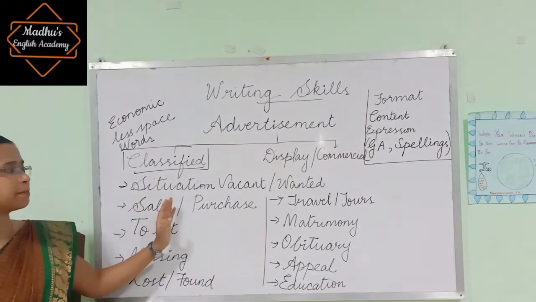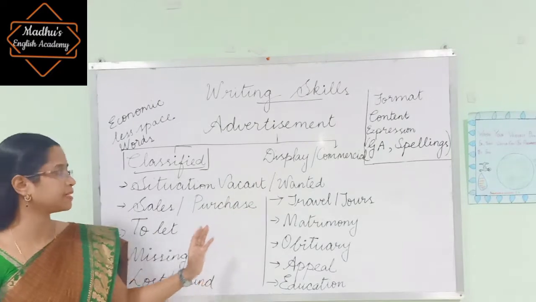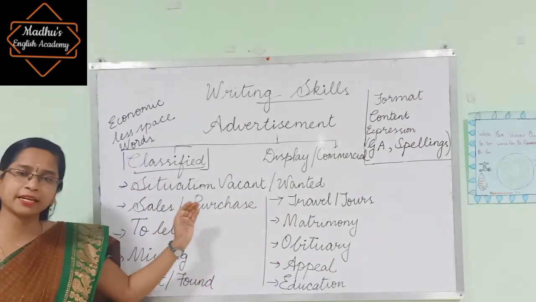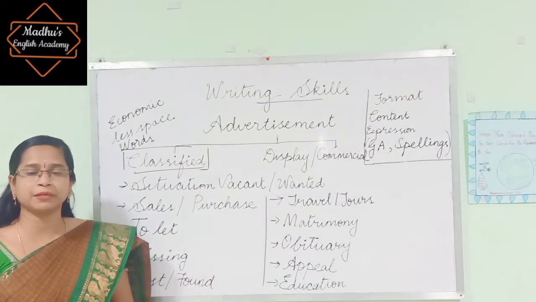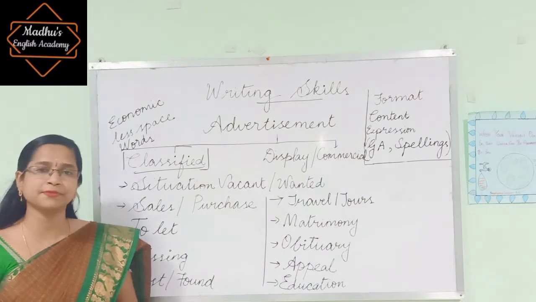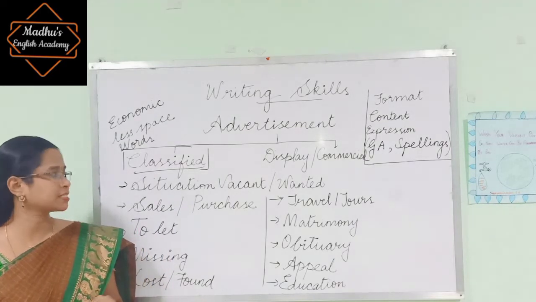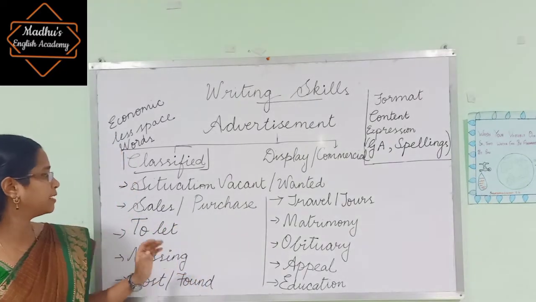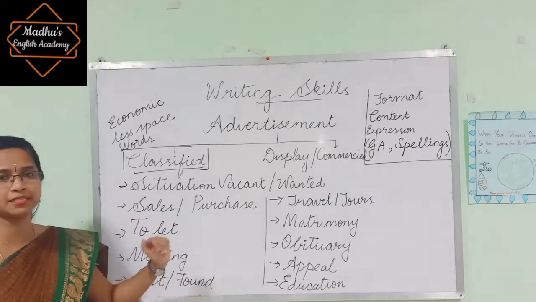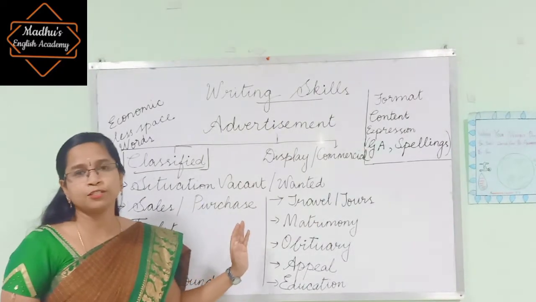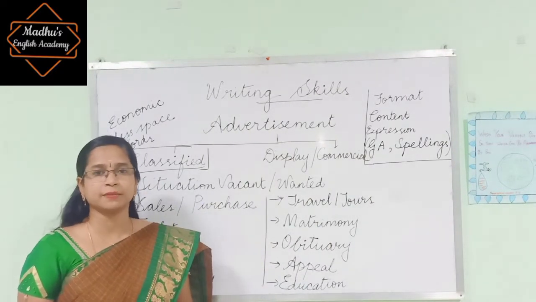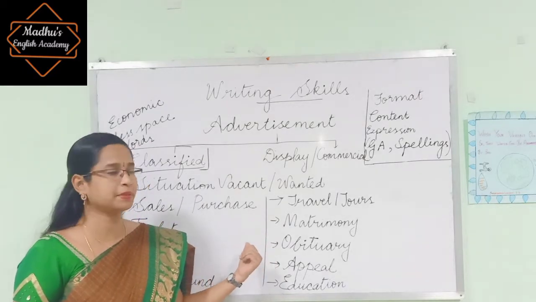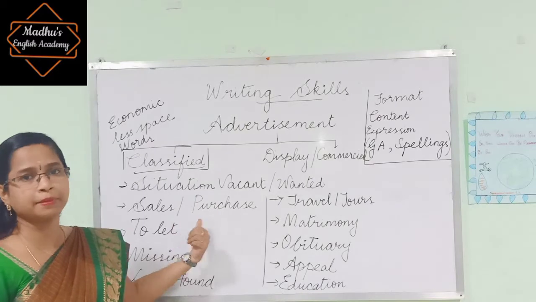The first or the main kind of classified advertisement is situation vacant or situation wanted. Where do we use this kind of advertisement? When you look at the newspaper, you could have seen many offers for jobs in the wanted section. So there we use the situation wanted or situation vacant advertisement. Next it is sales or purchase. Where do we use it? Assume that you have a property and you want to sell it. Instead of going and contacting brokers, you can give an advertisement in the newspaper. So there you will go to the sales or purchase column.